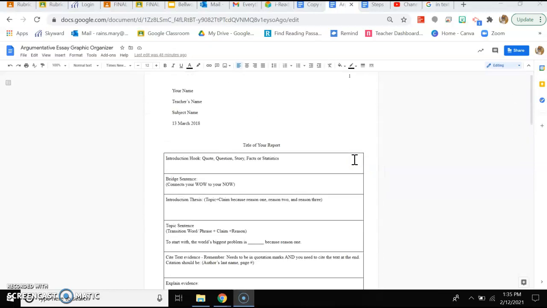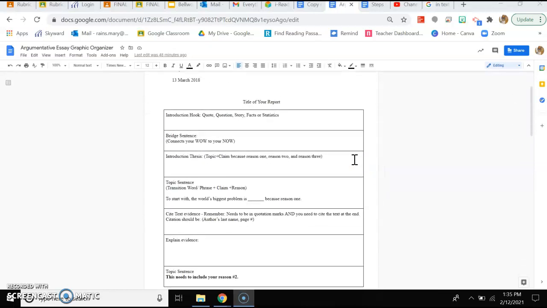Okay, everybody, we are on the next step. We are actually going to backtrack a little bit. We're going to go to the beginning of our essay now that we have basically the bones of the essay. We have all of the meat, all of the important stuff, the body, if you will.